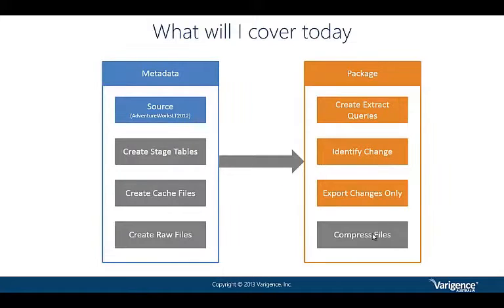So what we'll cover today, well, the first thing we're going to do is I'm going to do the blue component first, which is the metadata. Just following up from yesterday, I'm going to connect to the source system, in this case AdventureWorks LT 2012. And then from there, just using that natural metadata, I'm going to create the staging tables, the objects themselves inside of Mist. And using that metadata, we're going to create cache files, and the cache files are going to be one for today and one for tomorrow.